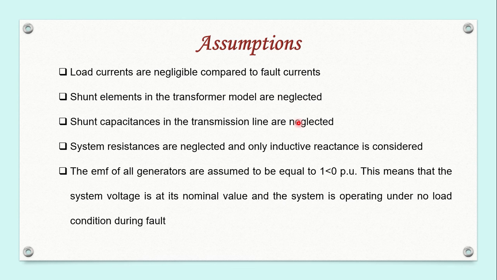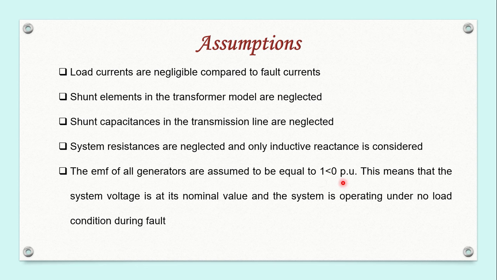Only the series reactance of the transformer will be considered. And for transmission lines, the shunt capacitance: when transmission lines are represented in the pi form, there are two shunt capacitances and they will be neglected. And all the system resistances are neglected and only inductive reactances are considered. So all these points are the assumptions that we have used for drawing the reactance diagram. And the last one: the EMF of all the generators is assumed to be equal to 1 angle 0 per unit. So the generated voltage of all the generators is 1 angle 0 per unit.